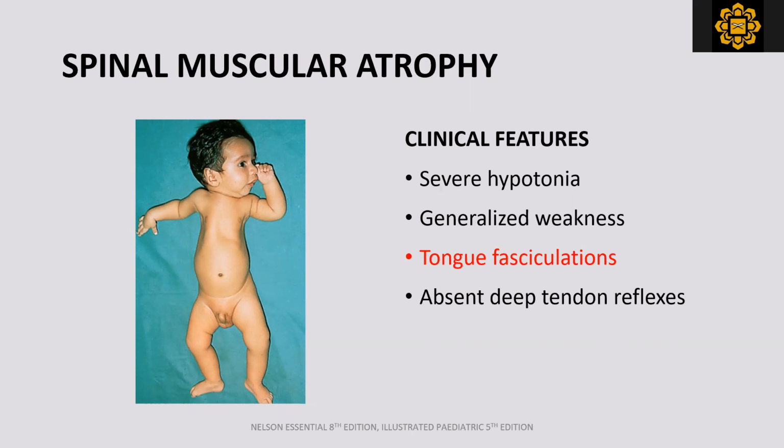And spinal muscular atrophy can also be diagnosed by electromyogram, where we can see fasciculation, fibrillation, and also a muscle biopsy can also be helpful, where we can see a group atrophy of the muscle.